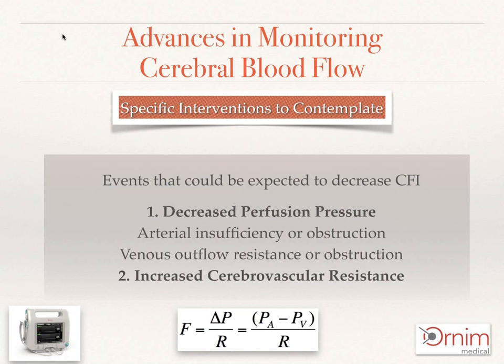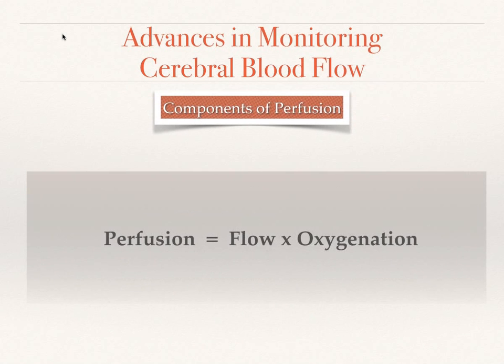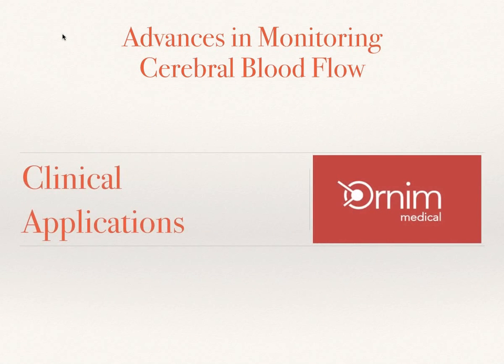So events that could be expected to decrease cerebral flow index might include decreased perfusion pressure and increased cerebral vascular resistance. Decreased perfusion pressure is fairly straightforward. This is either the result of arterial insufficiency or obstruction, or venous outflow resistance or obstruction. So again, remember that perfusion equals flow times oxygenation.